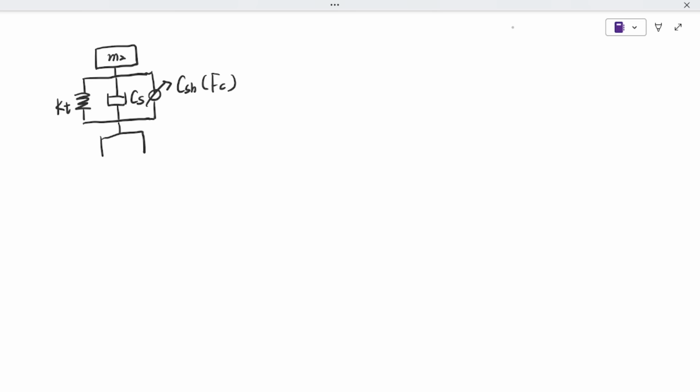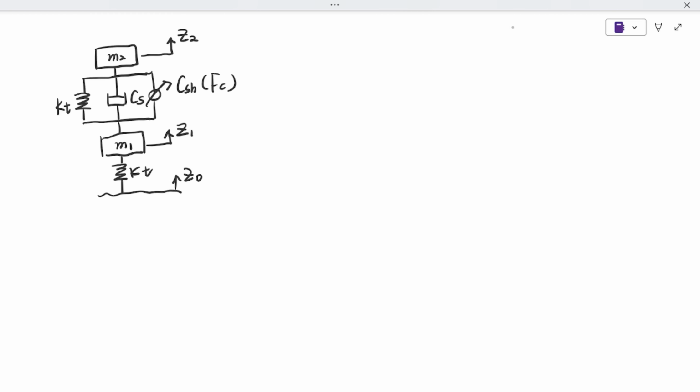Then the unsprung mass M1. The tire stiffness is Kt. And this is a road. The road disturbance is Z0. And the unsprung mass displacement is Z1. The sprung mass displacement is Z2. This is a semi-active suspension model, or a quarter car suspension model.